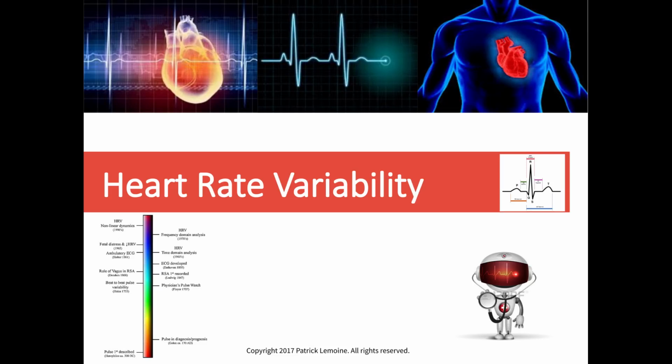Heart rate variability, HRV, is a crucial measure of the variance between heartbeats. It provides insights into the stress levels of our nervous system. A higher HRV indicates a more resilient and adaptable system, while a lower HRV suggests stress or potential health issues.